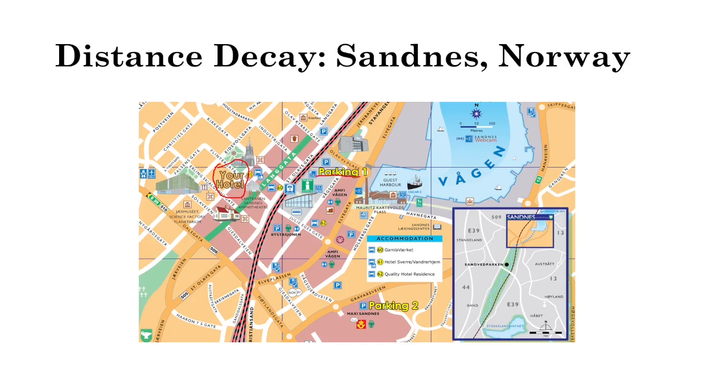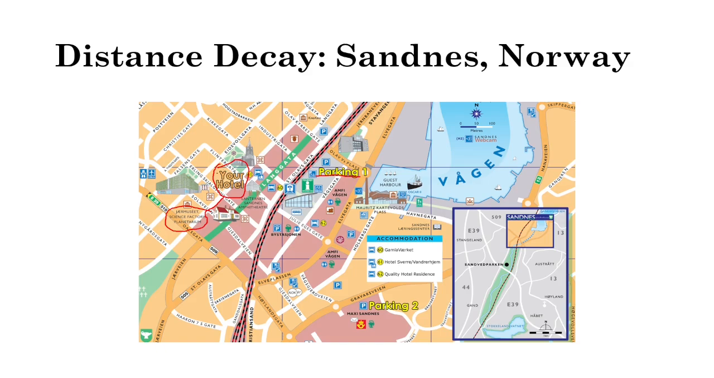Makes sense. If you're staying at this hotel, are you more likely to go to the science factory, or are you more likely to go out to the guest harbor? You're more likely to go to the science factory because it's closer to your hotel, according to distance decay. So yeah, that's distance decay.